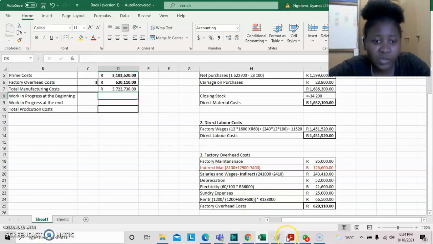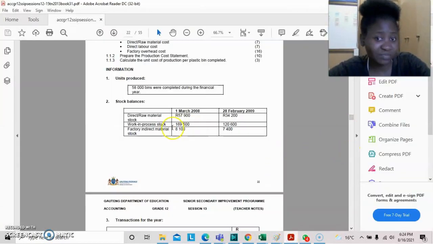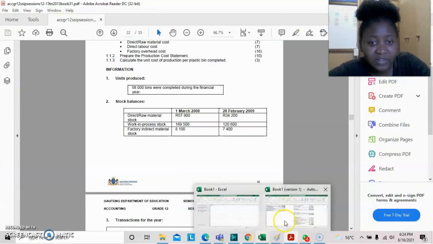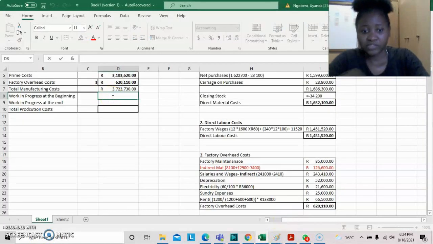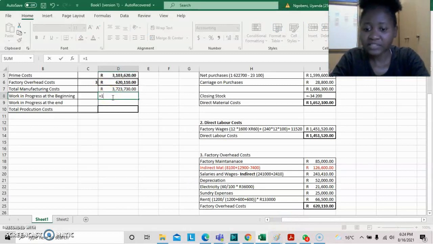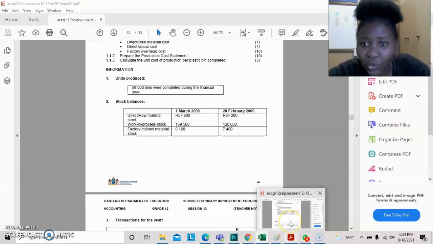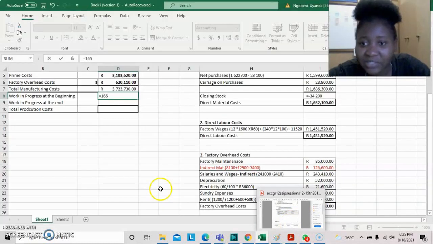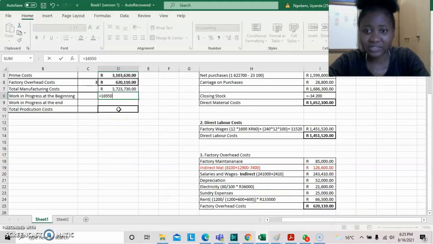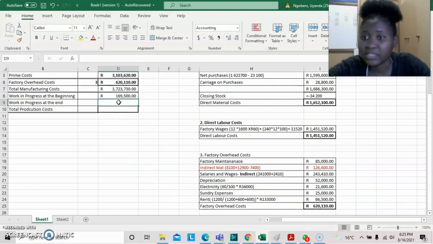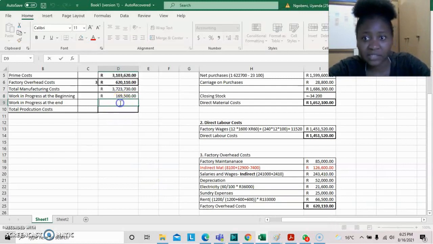So we go straight to the information that we were given here. They say work in progress stock. When we open our books, we had 169,500. I forgot the amount, so I'm going back just to be sure. Yes, 169,500. So this is at the beginning.